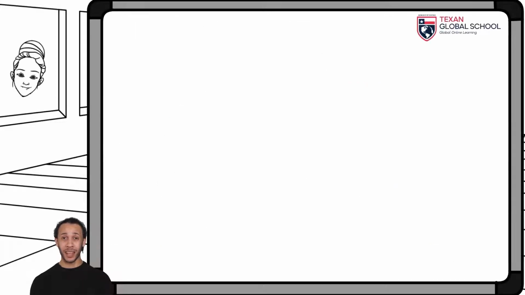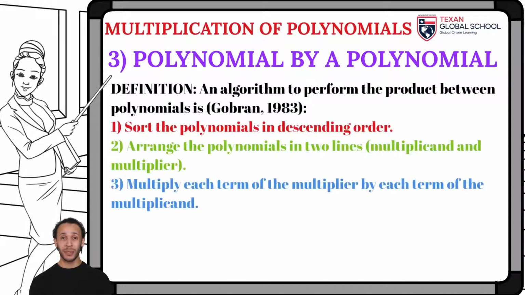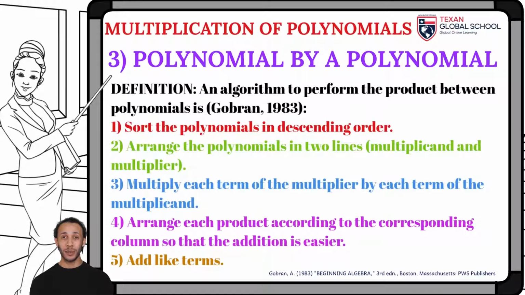The last product case between algebraic expressions is polynomial by a polynomial. An algorithm to perform the product between polynomials is done by sorting the polynomials in descending order. Then, the polynomials are arranged in two lines where the multiplicand and the multiplier are identified.